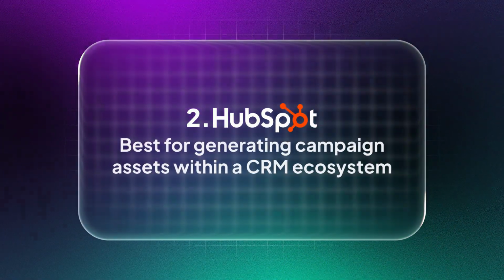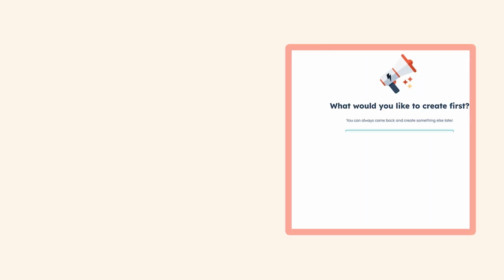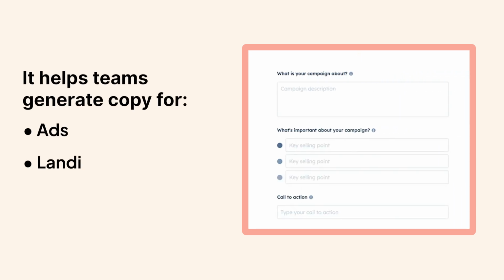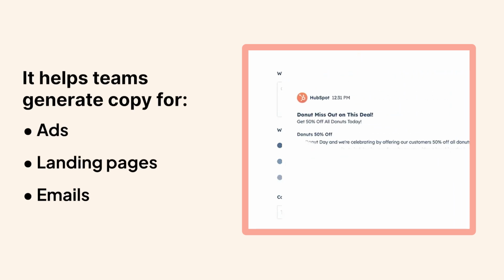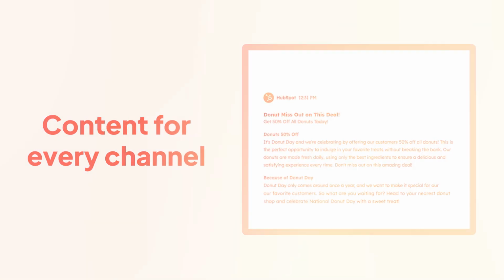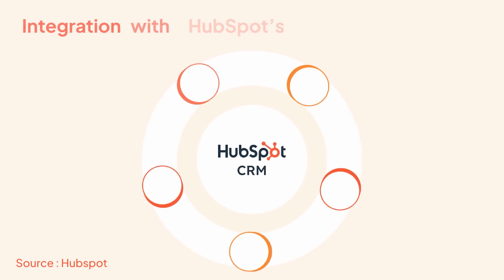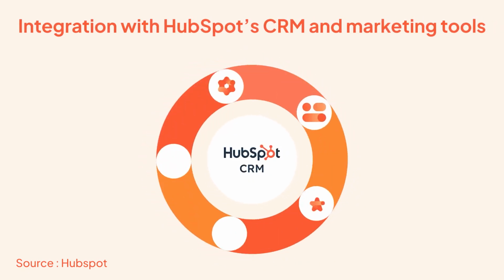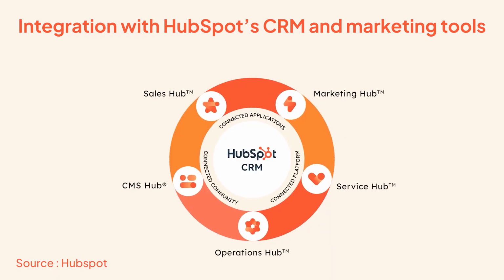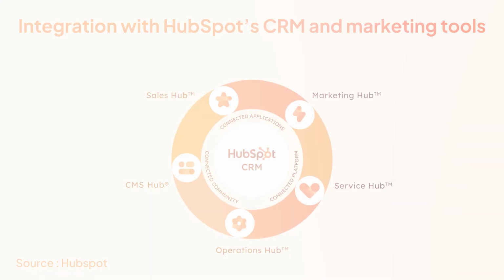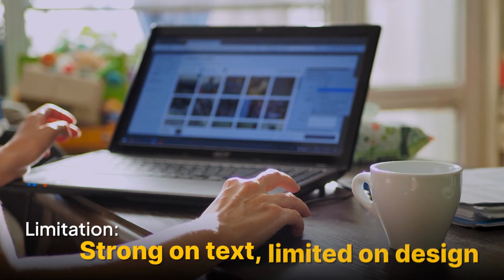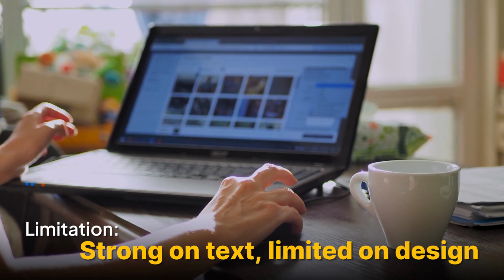Next up is HubSpot Campaign Assistant. Built directly into HubSpot's platform, it helps teams generate copy for ads, landing pages, and emails with minimal setup. Add your inputs, and it delivers tailored content across channels. One of its biggest advantages is its deep integration with HubSpot's CRM and marketing tools, allowing teams to move generated content directly into campaigns and performance workflows. A limitation, however, is that it remains largely text-focused, meaning design elements still require additional tools.